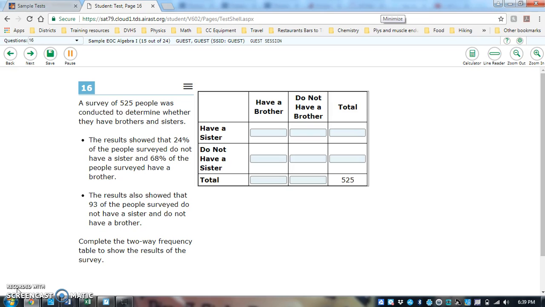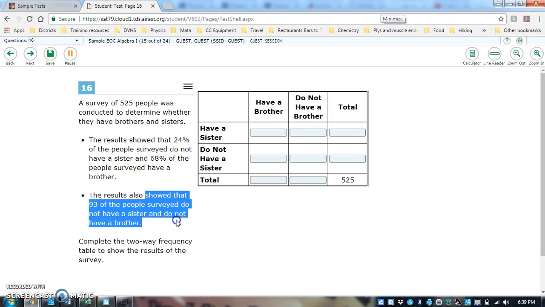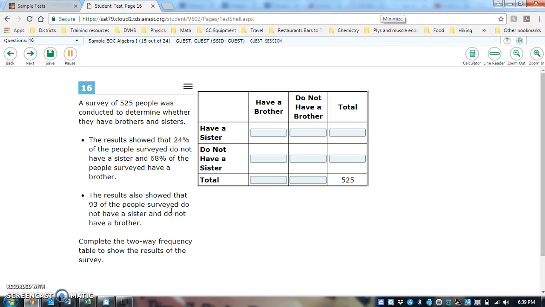We're also told that the results show that 24% of the people surveyed do not have a sister. Okay, so that would be here. And 68% of the people surveyed have a brother. The results showed that 93% of the people surveyed do not have a sister and do not have a brother. So those who do not have a brother and those who do not have a sister are right here.